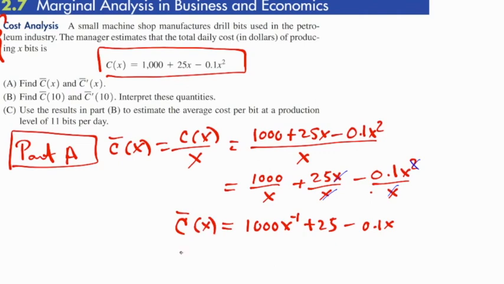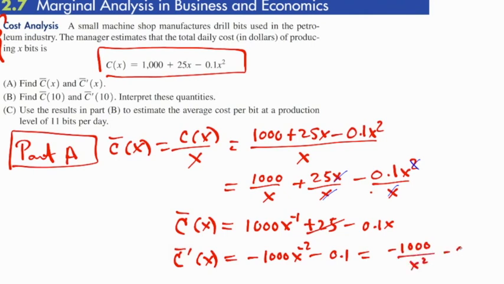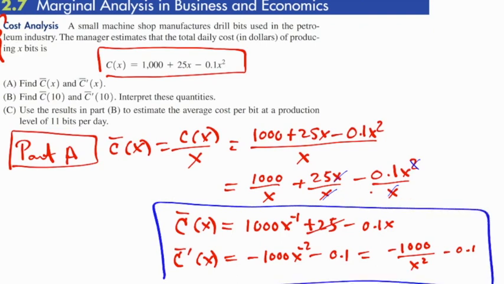Next, we are asked to find C bar prime of x, which is the marginal average cost of production, and we use the power rule. Negative 1000x to the negative 2. Constants have derivatives of 0, minus 0.1. And we can rewrite this as negative 1000 over x squared minus 0.1. So those are our answers to part A.